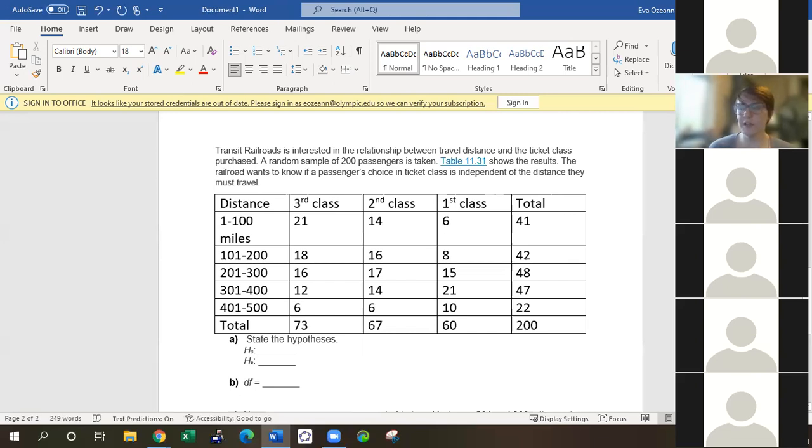So go ahead and jot down this table and also A and B. And when you're finished, go ahead and give me a little flag, an emoji, so I know that you are ready to move on.